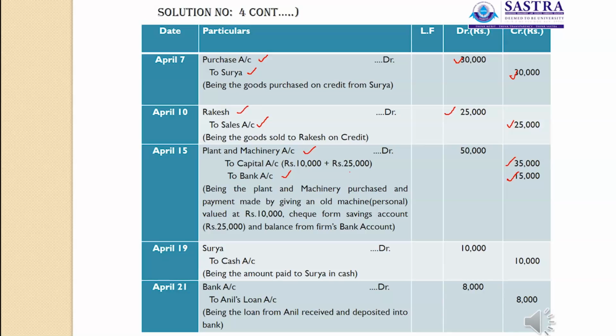The next one is amount paid to Surya in cash. So Surya account debited to cash account. Surya account debited rupees 10,000 to cash account 10,000.